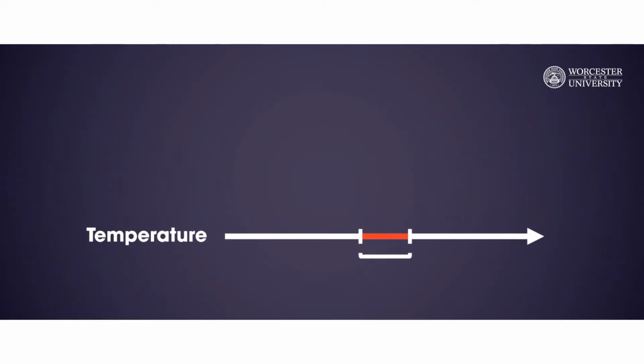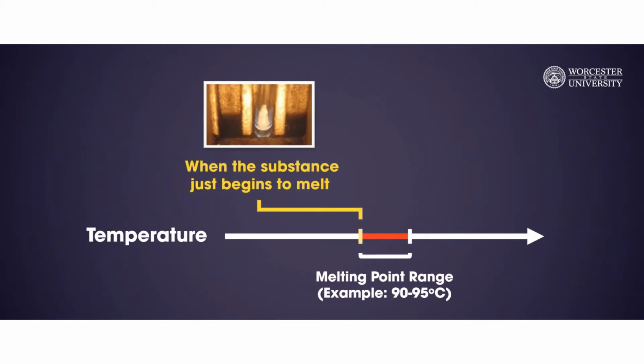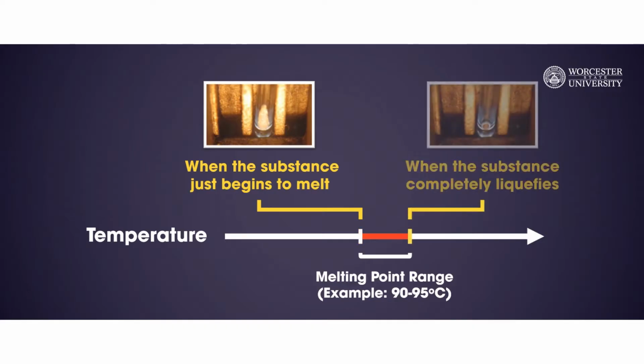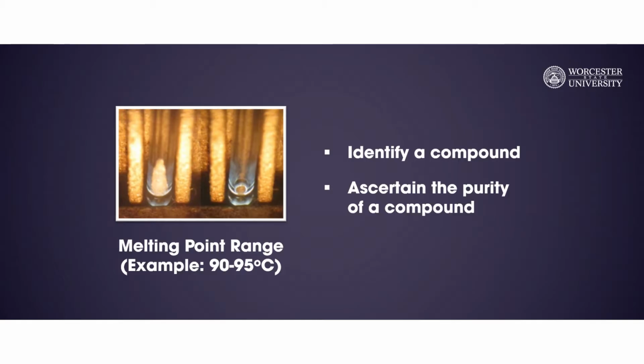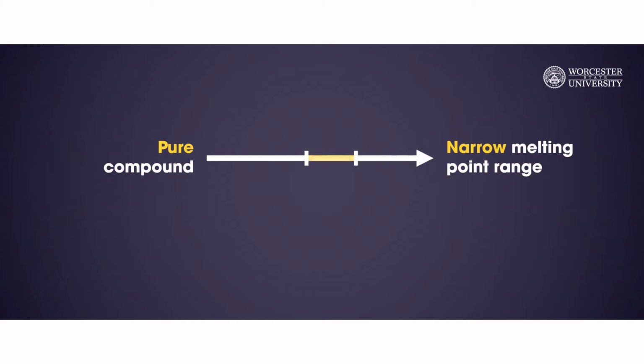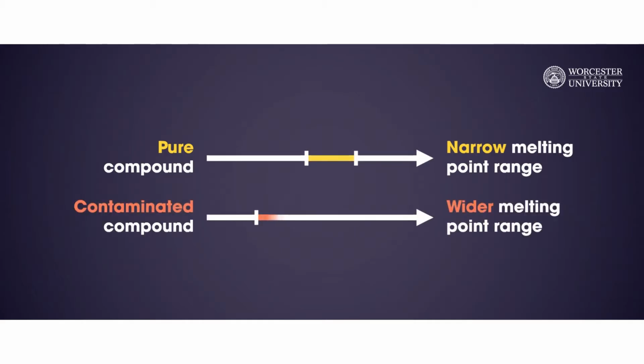A melting point range consists of two temperature values. The lower temperature is recorded at which the substance just begins to melt, and the higher temperature is recorded at which the substance completely liquefies. The melting point of a solid is used by organic chemists to identify a compound and also to ascertain its purity. Because the presence of impurities lowers the melting point, it can be a good indicator of purity, where purer materials melt at higher melting points and over narrower ranges of about 1 to 2 degrees than contaminated compounds.